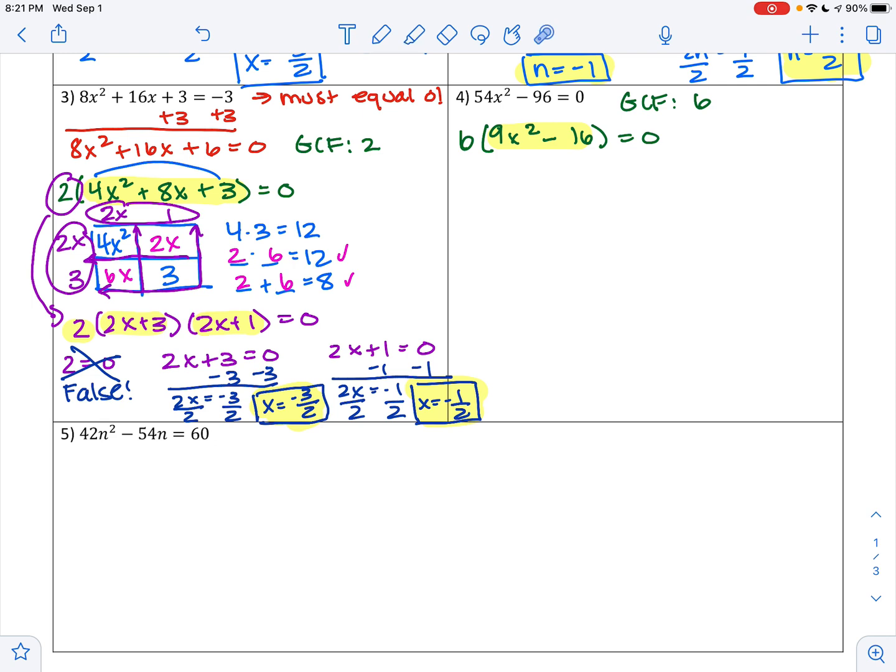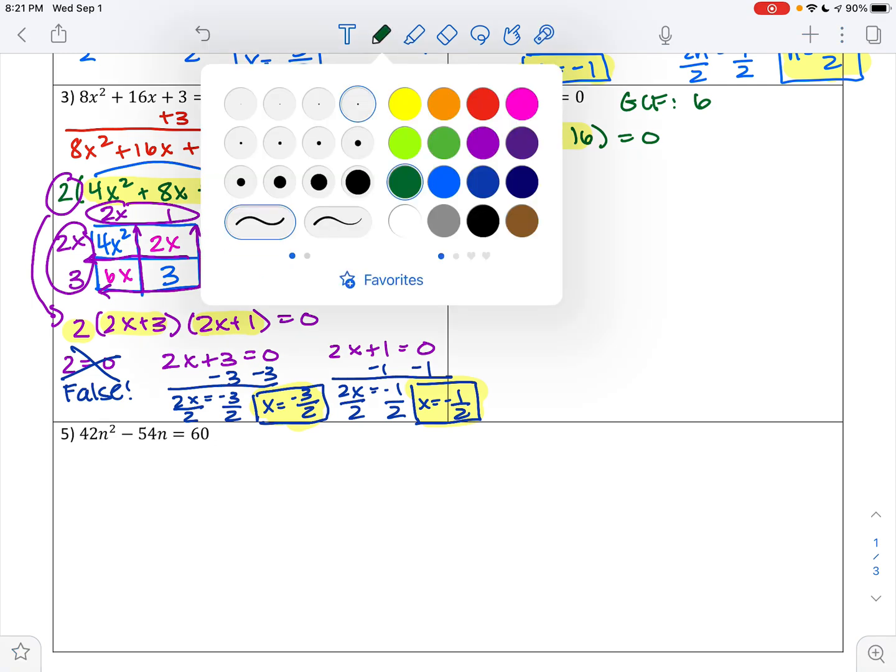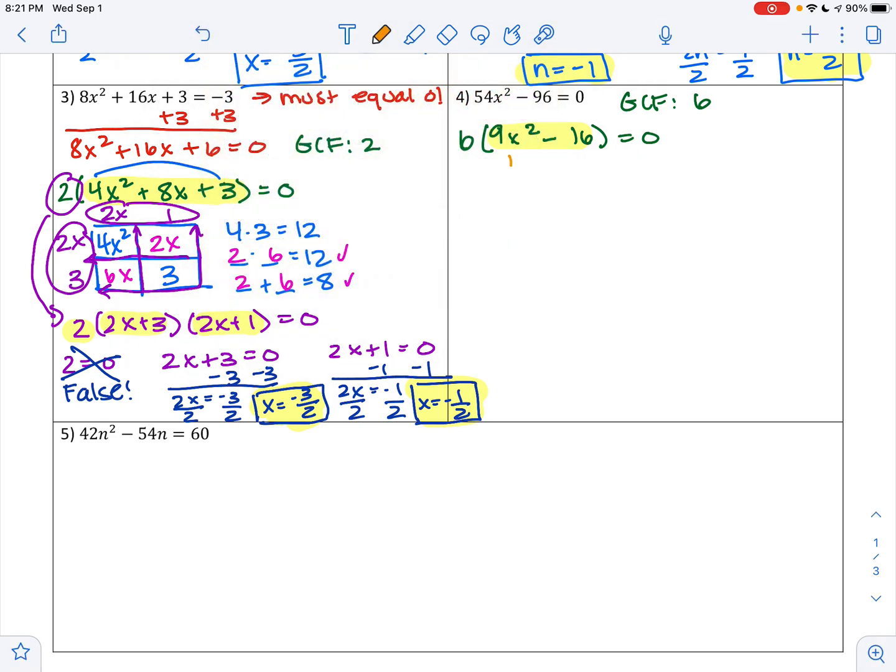Well, it looks like maybe I have a difference of squares here. Let's check. So I'm just checking to see if I have a difference of squares. It looks like in the first term 3x is being squared, and the second term 4 is being squared. So I definitely have a difference of squares since both of these are perfect squares and we have a difference. So I can use the difference of squares formula.